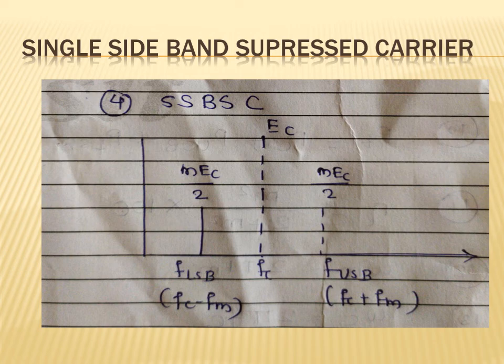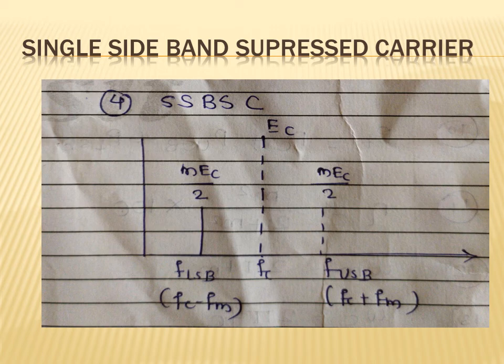So what is the advantage? First, power is saved, and single sideband has more noise immunity as compared to double sideband. The disadvantage is that single sideband receivers are very costly.